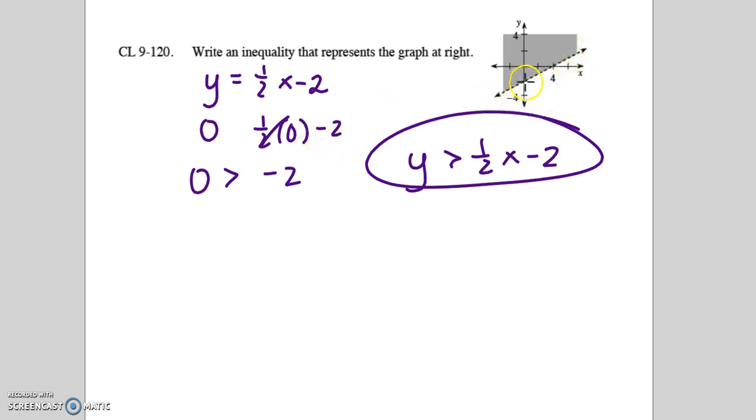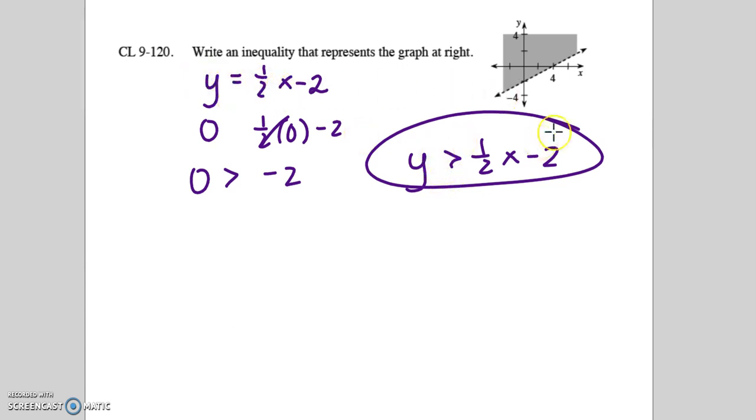It has a y-intercept of -2, and it has a slope that's rising 2, running 4. So vertical change of 2, horizontal change of 4. My slope is 1/2 x minus 2. This is my boundary line. Now I need to figure out what inequality to put in there.